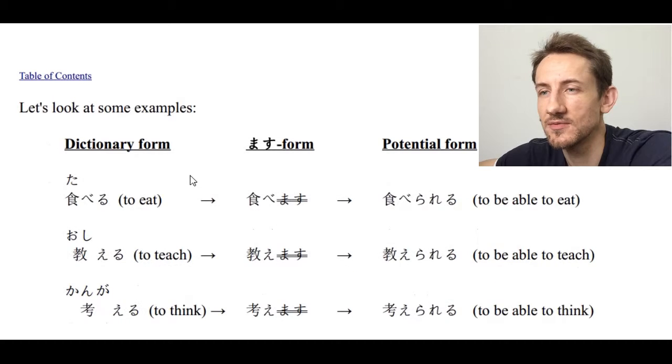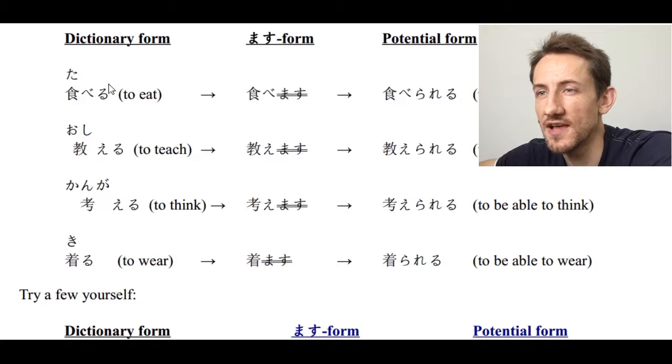But anyway, here we have some examples. Type 2 verbs on the left, we have taberu. The mas stem, tabe, and we add rareru. So taberu becomes taberareru. Oshieru becomes oshierareru. Kangaeru becomes kangaerareru. Kiru becomes kirareru. So that's it. We have our type 2 verb, we get the mas stem, and add rareru.